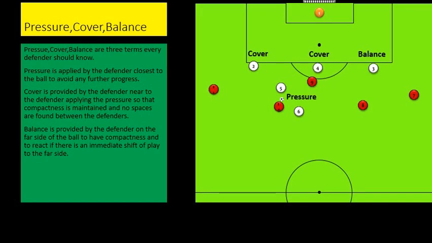Pressure, cover, balance are three important aspects of defending. Here's the defending situation and we can see the number 5 of the white team applying immediate pressure so as to prevent the through passes by the number 10.